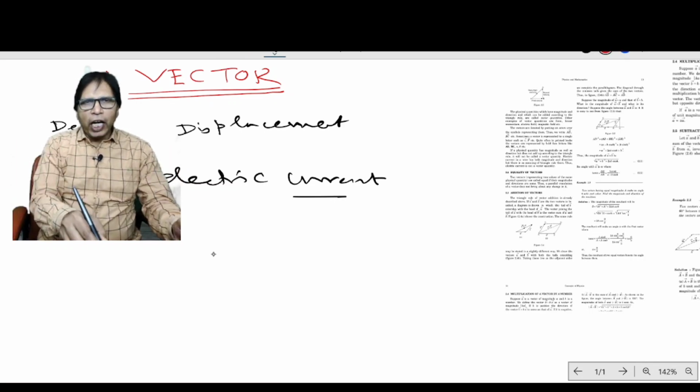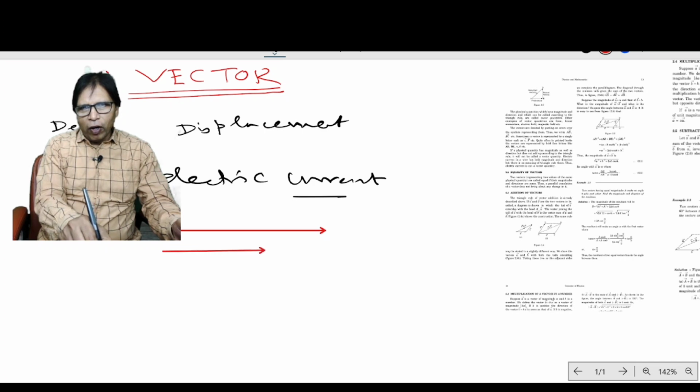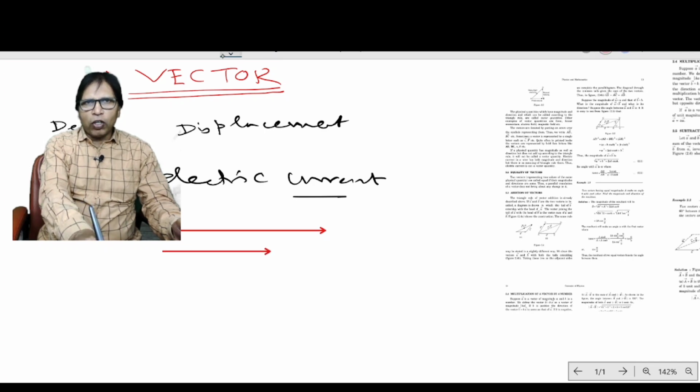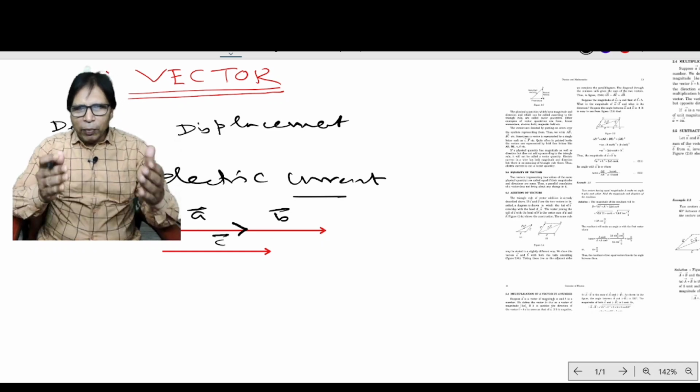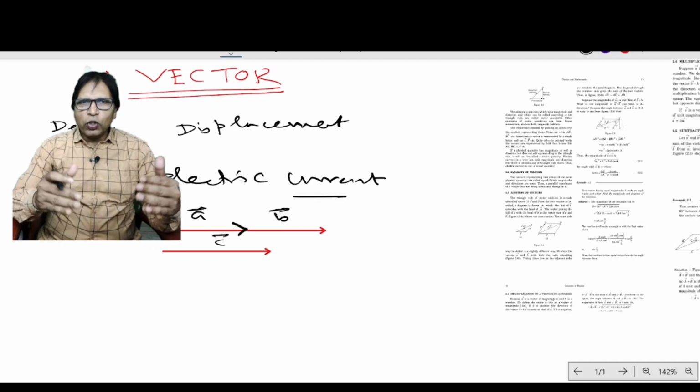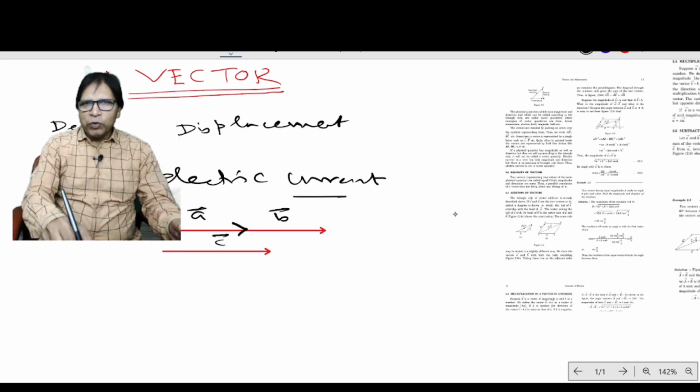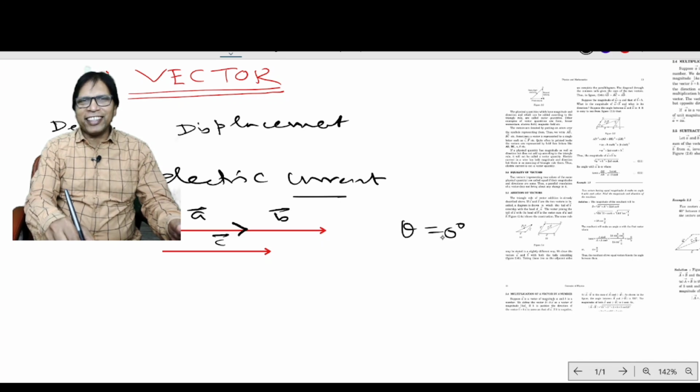Okay. Now types of vector. Look at this, collinear vector. Vectors on the same line or parallel lines are called collinear vectors. Look at this. Suppose this is the A vector, this is the B vector, and this is the C vector. They are on the same line or in parallel lines, so they are collinear vectors. The angle between two collinear vectors is equal to 0 degrees.